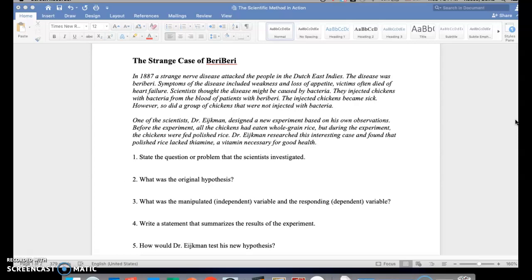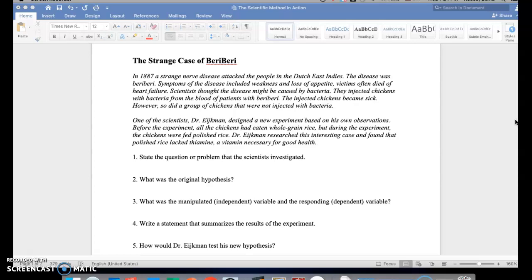One of the scientists, Dr. Eichmann, designed a new experiment based on his own observations. Before the experiment, all the chickens had eaten whole grain rice. But during the experiment, the chickens were fed polished rice. Dr. Eichmann researched this interesting case and found that the polished rice lacked thiamine, a vitamin necessary for good health.